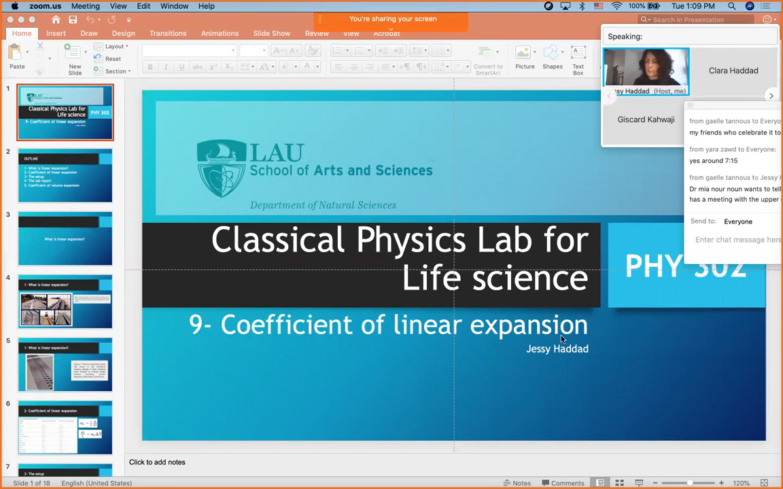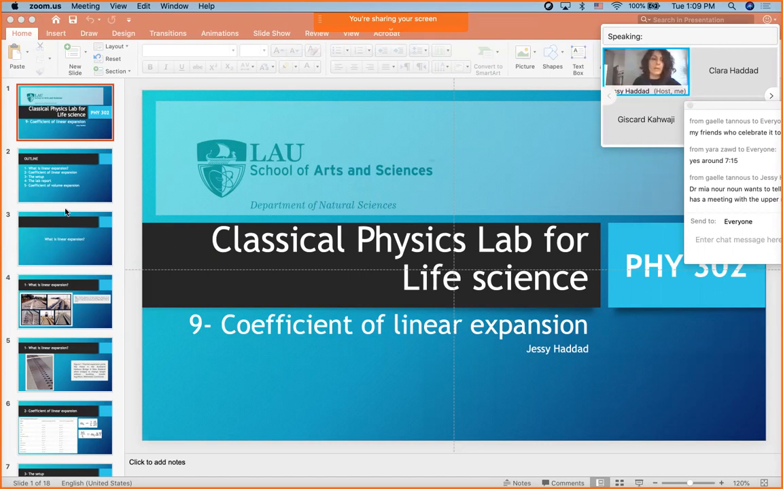Coefficient of linear expansion is the first, is it the first? Yes, it's the first lab we take in the heat section of our physics lab. And we're gonna have the next one, lab 10, about the specific heat capacity of 3 different items that we need to study. This is also heat related, okay?